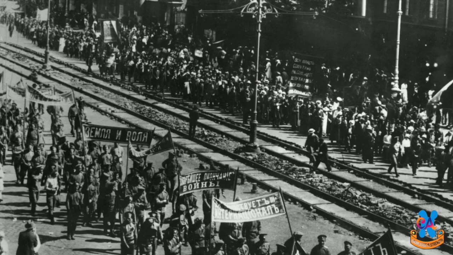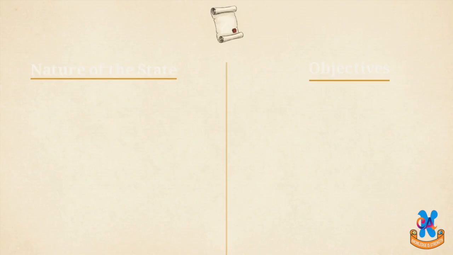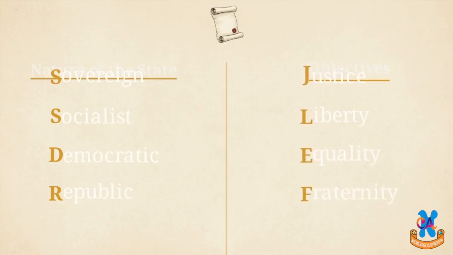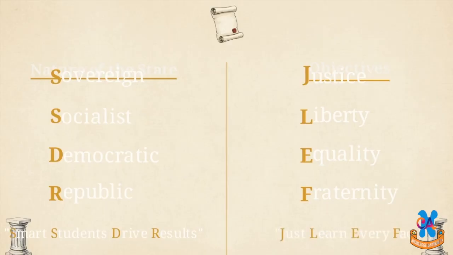Global events influenced the preamble's wording. This phonograph shows the Russian Revolution, which, alongside the French Revolution, inspired the ideals of justice and liberty. The preamble opens with a specific keyword sequence. On the left, SSDR, Sovereign, Socialist, Democratic, Republic. On the right, JLEF, Justice, Liberty, Equality, Fraternity. Connect both using the phrase, Smart students drive results, just learn every fact.